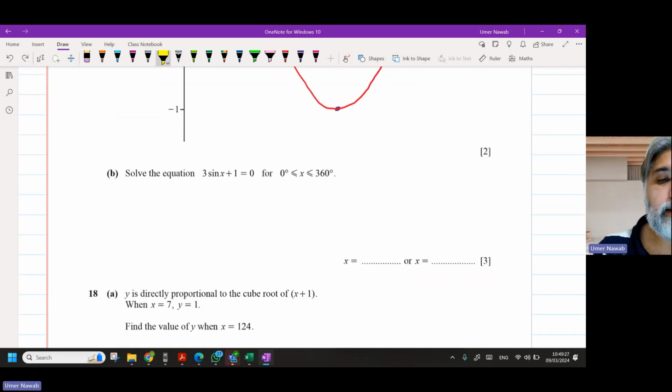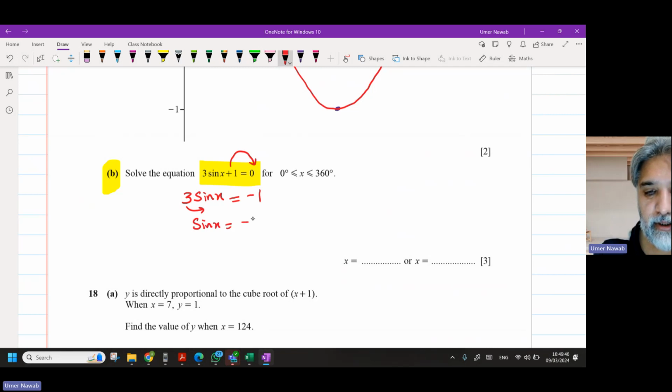Now, in the B part, he asks you to solve this equation. For trigonometric equations, I will try to make sine x alone. Send the +1 to the other side, it becomes -1. Then send the 3 to the other side. So sine of x is equal to -1 over 3.